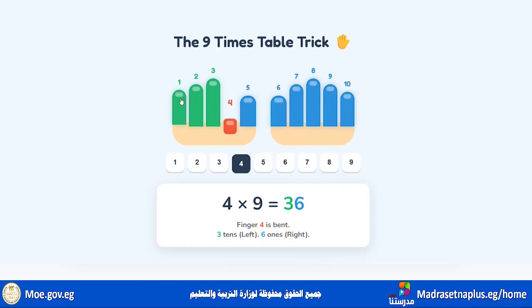How many fingers on the left? 3. How many fingers on the right? 6. That means 4 times 9 equals 36. It's in the table. It's a game.